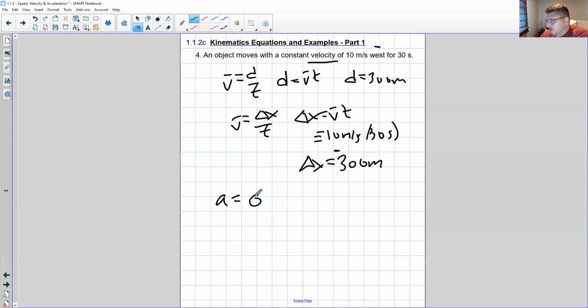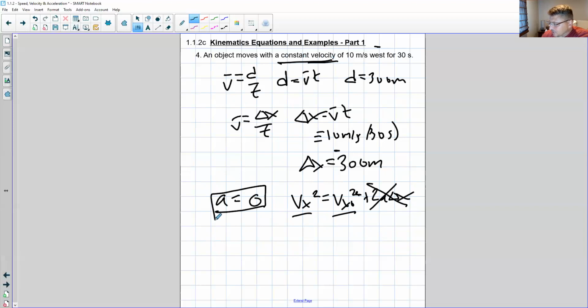So look at what this does to our timeless equation. Vx squared equals Vx naught squared plus 2a delta x. If acceleration is 0, this tells us that Vx squared is equal to Vx naught squared. That is the definition of constant velocity. The definition of constant velocity is 0 acceleration.